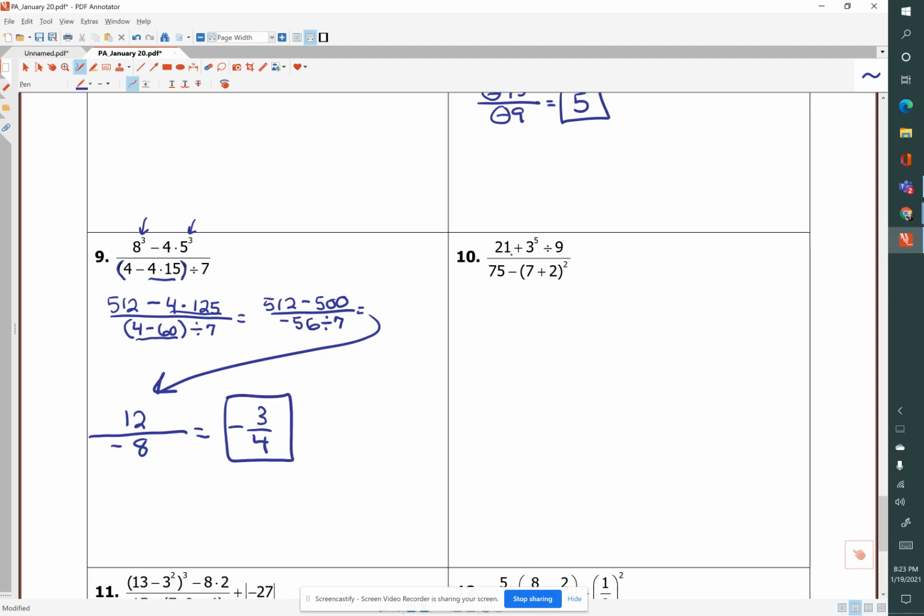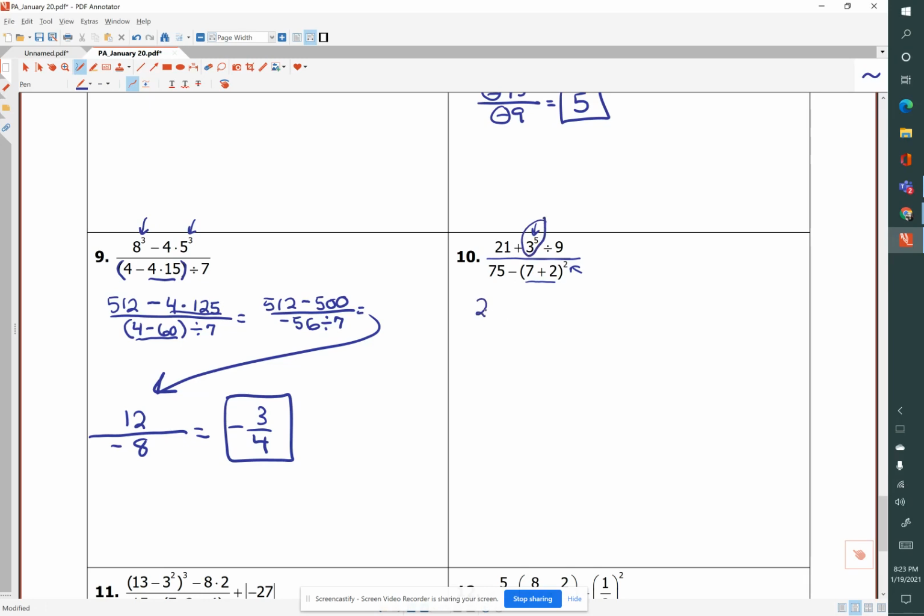In number 10, we have in the numerator 21 plus 3 to the fifth power divided by 9, and in the denominator 75 minus, we have 7 plus 2 together as a quantity, and that quantity is raised to the second power. So we'll start with the numerator and we'll work with the exponent first.